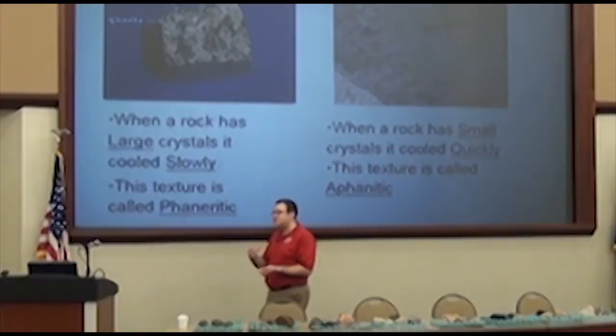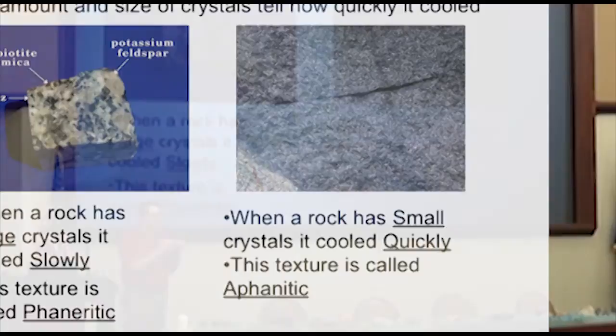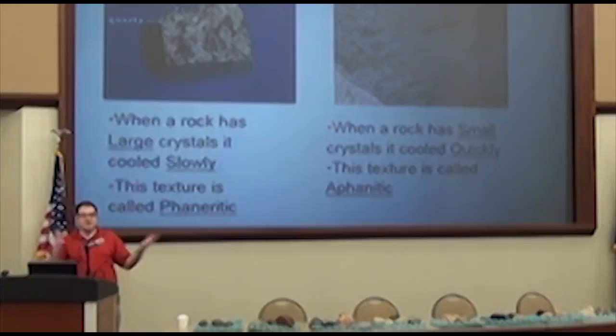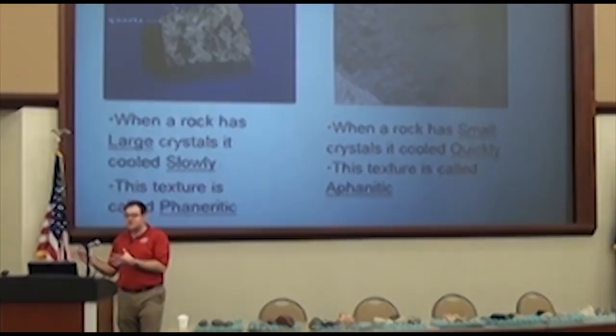When they cool outside of the earth, it cools so fast it doesn't give a chance for the crystals to grow very big at all. You need a microscope to really see them. So there's two different words that we use to define those. When you can see the crystals, we call that phaneritic. Phaneritic means you can see those crystals with your naked eye. When you can't see the crystals, we call that aphanitic. Aphanitic means you can't see the crystals.